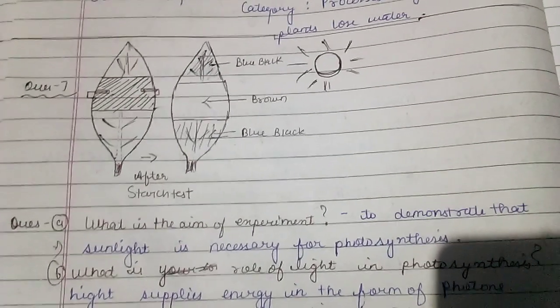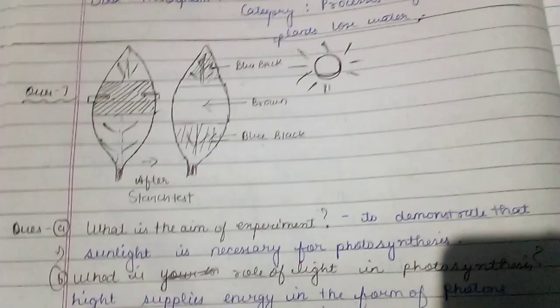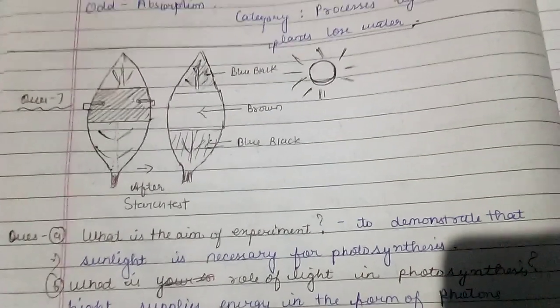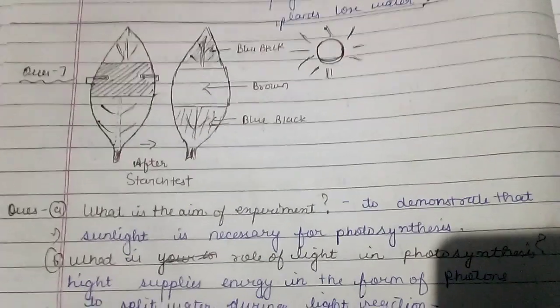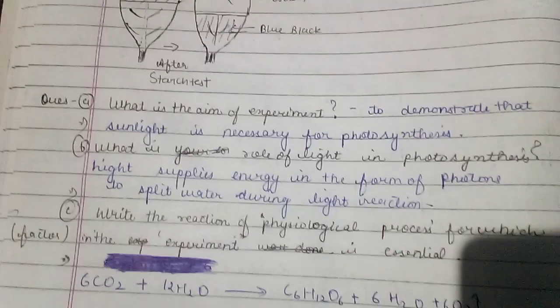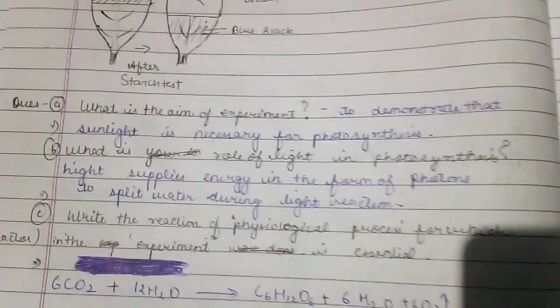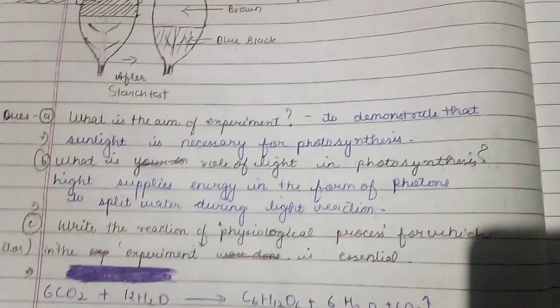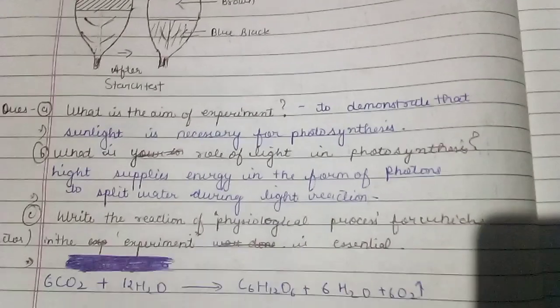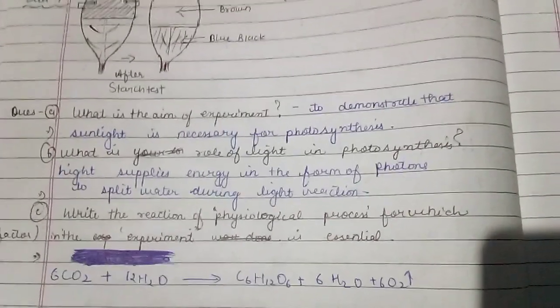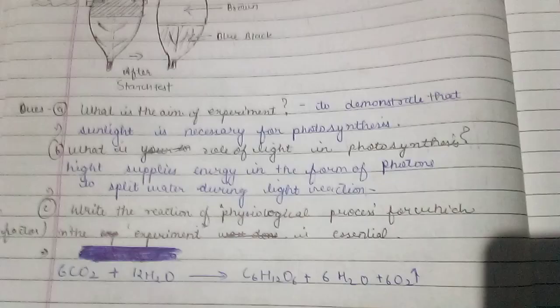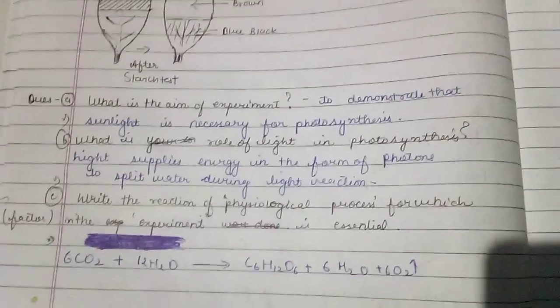Whenever a starch test is done on a sample and it turns blue black, it is an indication that starch is present in that particular sample. Okay, now question number B. What is the role of light in photosynthesis? The light supplies energy in the form of photons to split the water during the light reaction. That is, for the initiation of photosynthesis, for photolysis to take place, light is very, very important.